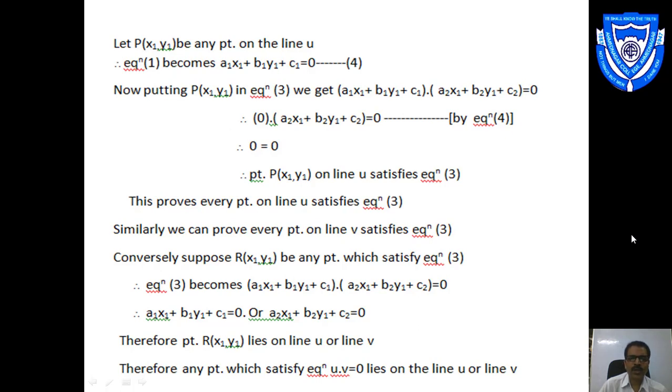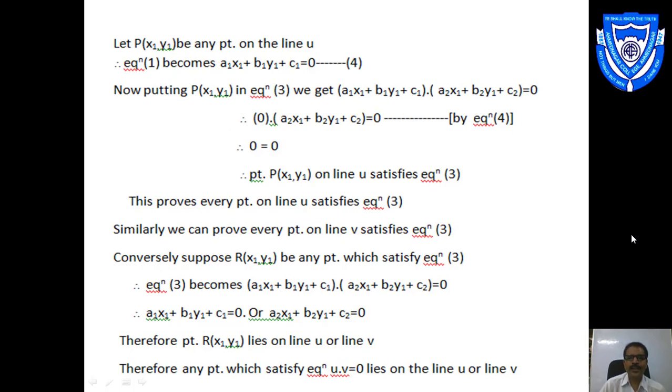We know that the product of 0 with any number, zero or non-zero, is always 0. So 0 into (a2 x1 plus b2 y1 plus c2) becomes 0. So LHS becomes 0 and RHS is also 0. So whenever the coordinates of point P are replaced in equation 3, its LHS and RHS both become equal, meaning that the coordinates of point P, which are x1 and y1, satisfy equation 3. Therefore point P of x1, y1 on line U satisfies equation 3.